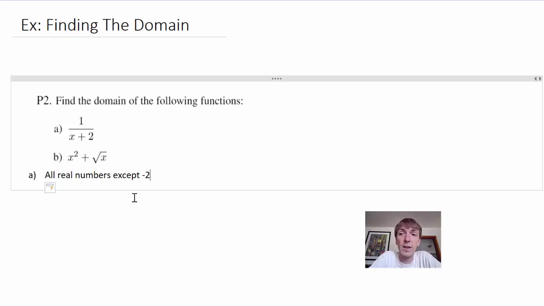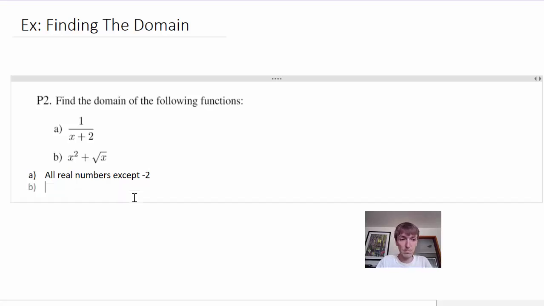Second function, think about what could go wrong. That second function is x squared plus the square root of x. The x squared part, that's fine. I can plug in anything into x squared. It just says take the number and multiply it by itself. No problems there. Square root, however, well, I can't take the square root of a negative number. So that means that whatever goes into this function, it has to be positive or 0. So, part B, all real numbers that are greater than or equal to 0.